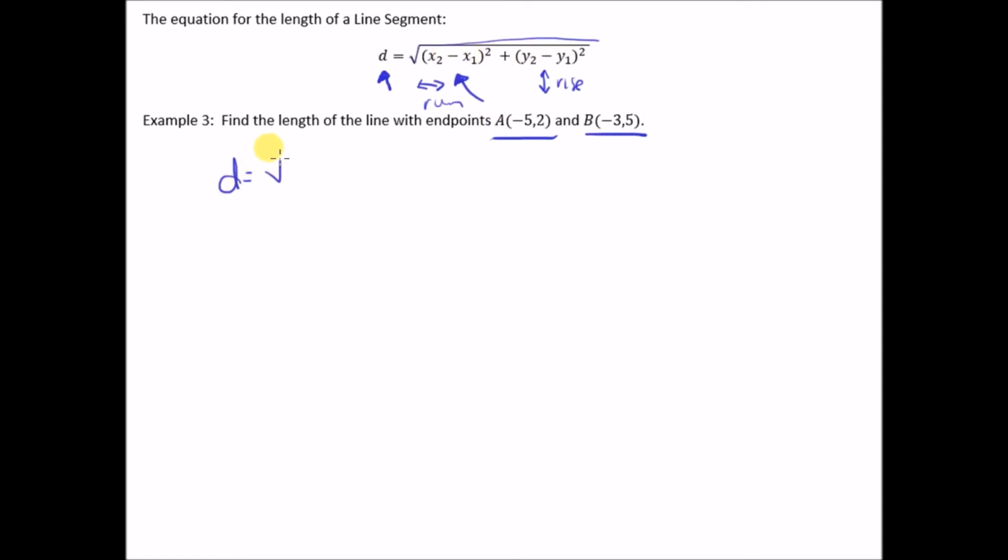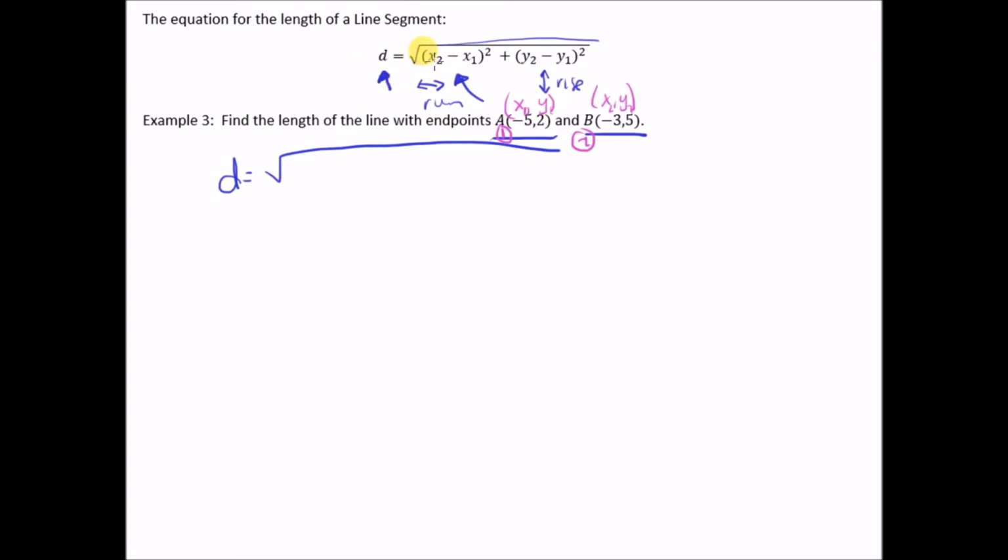And this formula is not difficult. Where the difficulty may come into place is if we confuse any of these letters. So we know that this is x comma y. That's how we write an ordered pair. Okay, and let's call A point 1 and B point 2. So this is going to be x1, y1, and then x2, y2.